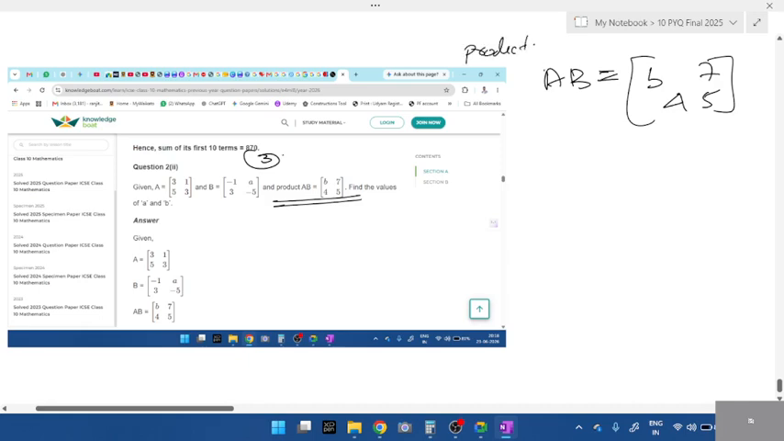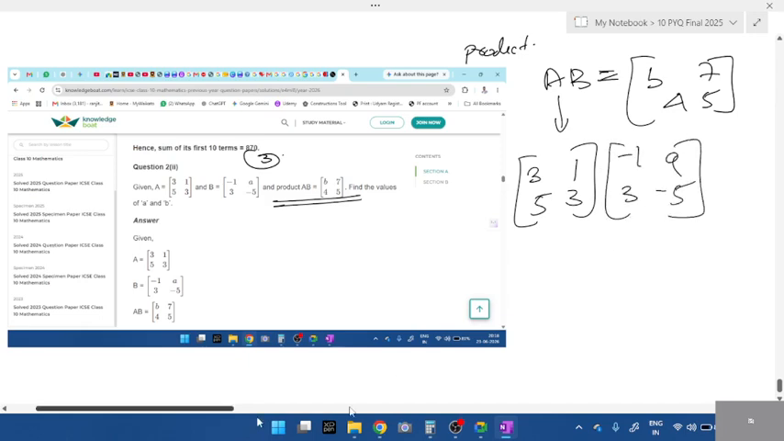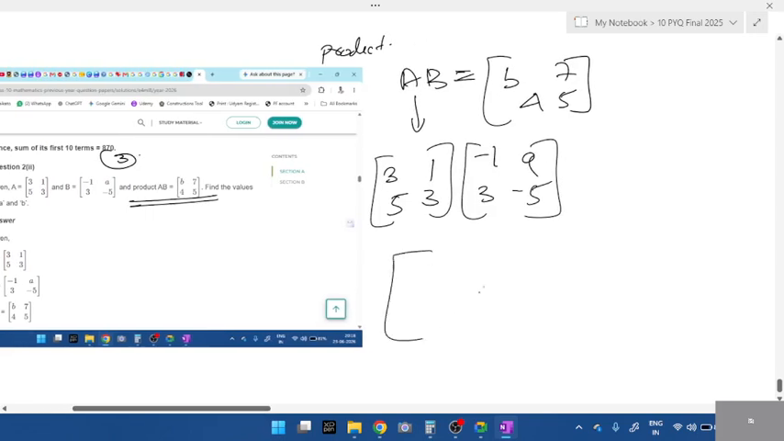Product means multiply. Take A, 3, 1, 5, 3. Multiply that with B, minus 1, A, 3 and minus 5. Once you solve this, you'll get one matrix, right? You'll get 4 values after solving. Right hand side, keep this as it is. B, 7, 4, 5.